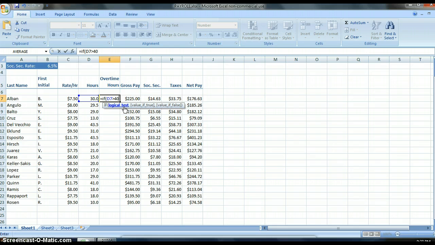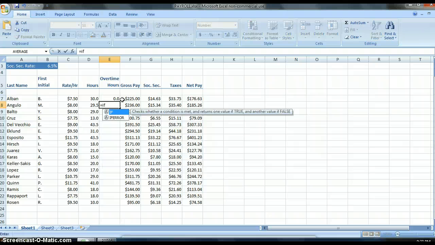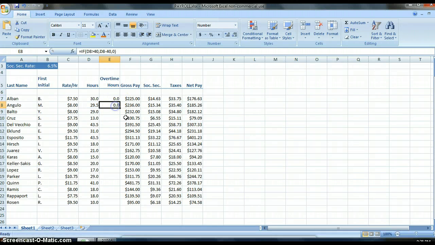So we're looking at D7, is it greater than 40, comma. If it is true, we want to take our D7 minus 40. So if D7 is greater than 40, it's going to do this little piece right here. If it is not greater than 40, so if this is false, we want just to put in a 0. Close your parenthesis, hit enter. Once again, that's equals if. Do your test, so D8 greater than 40. If it's true, we want D8 to subtract 40. If it's false, we want it to put in 0. Go ahead and fill down then.